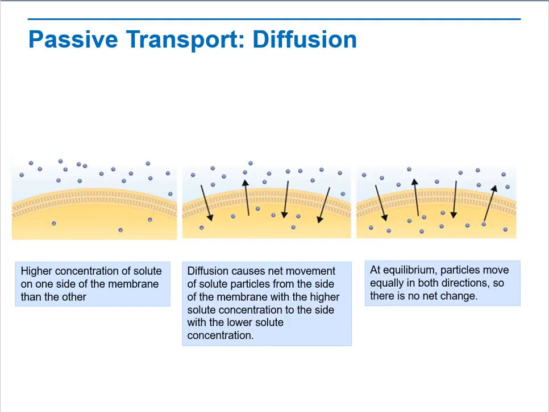Passive transport, which is diffusion, this is a visual representation. For example, we have here a higher concentration of solute on one side of the membrane than the other side. Diffusion causes the net movement of solute particles from the side of the membrane with the higher solute concentration to the side with the lower solute concentration. At equilibrium, particles move equally in both directions, so there is no net change.